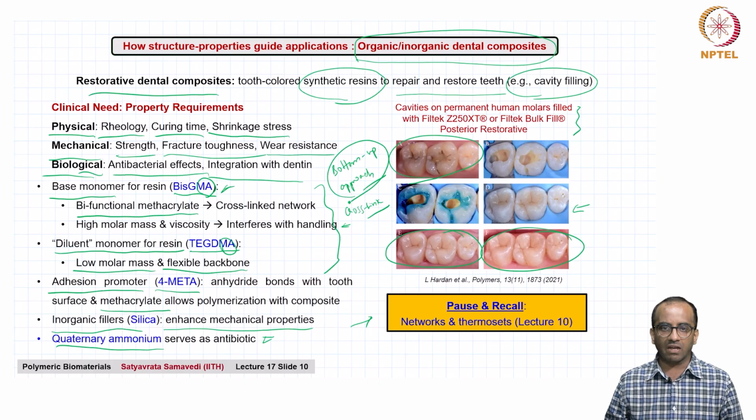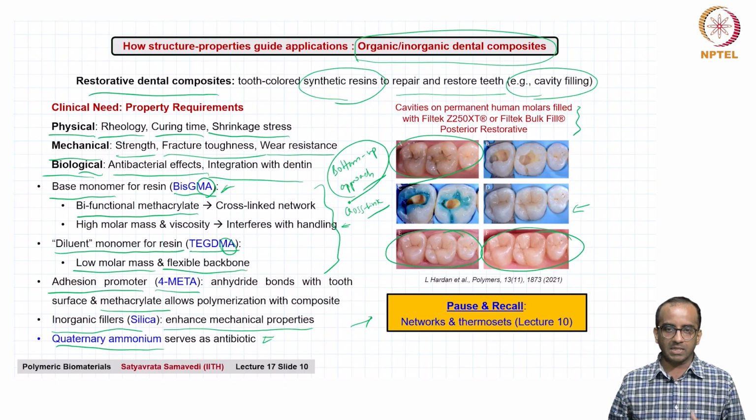But with those caveats, one can still come up with a good composite that integrates multiple types of materials with different functionalities, each with their own unique features that together give you the combination of properties that you want for this particular application. Now, with this, what we have seen so far is how structure properties guide applications.